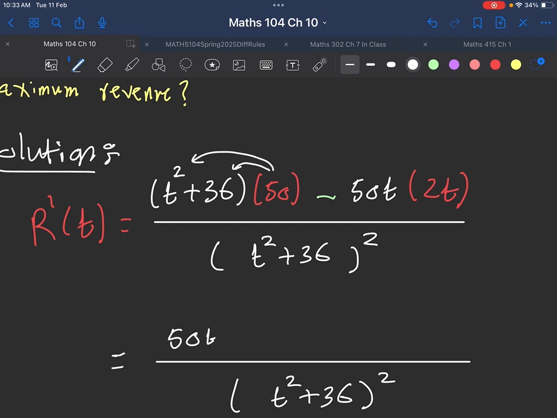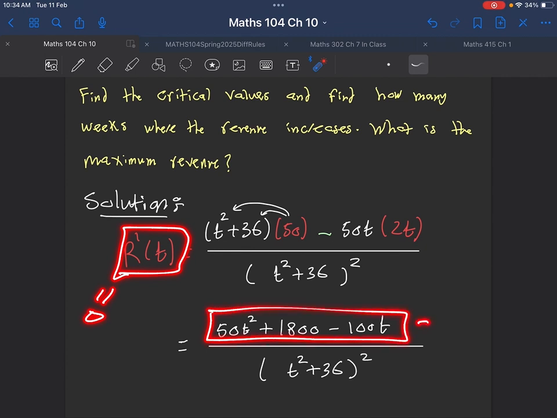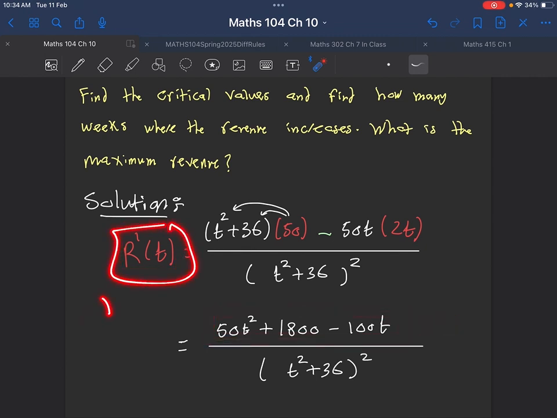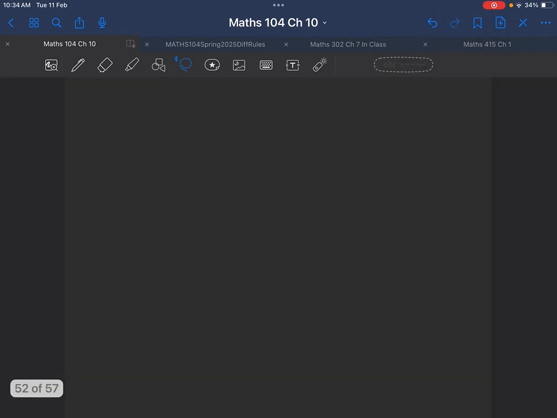And now, if we take 50 inside, this would be 50t squared plus, and then we have to multiply 50 by 36, which is 1,800, minus 100t. And that's the derivative. Now, in order to find the critical numbers, remember, either we write r prime equal to 0, so we take the numerator and we make it equal to 0, or r prime does not exist, which means the denominator equal to 0. So we have two options. We have to keep them in mind. Now, let me just take this one with me to the next page.